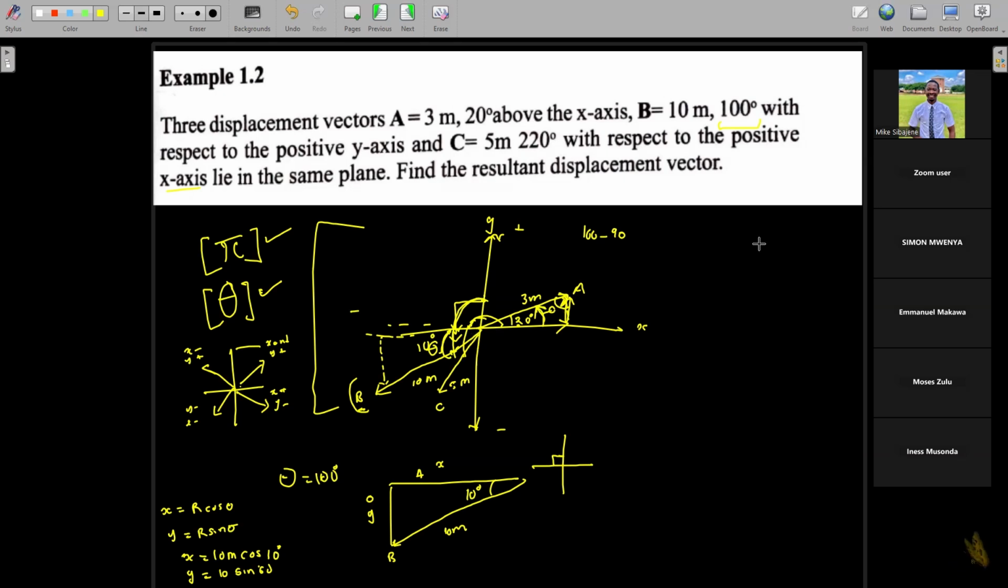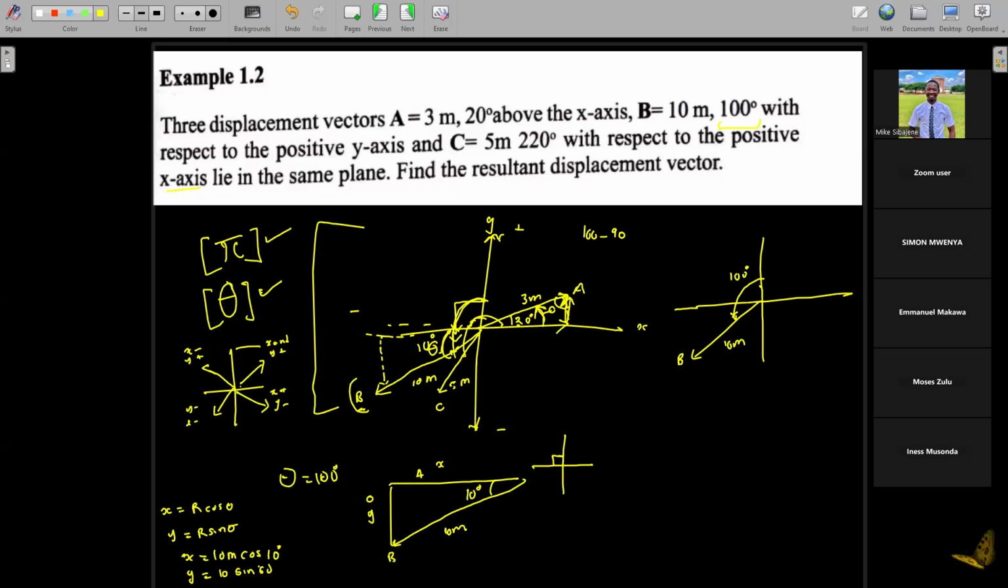So let's say, I'll draw it here since it's not clear. We have a point there, and we said this point is arising from the positive y-axis. It's 100 degrees, not meters, 100 degrees from the positive y-axis. That is what my question is saying, isn't it? That is point B. And this point B is 10 meters, arising from the positive y-axis.